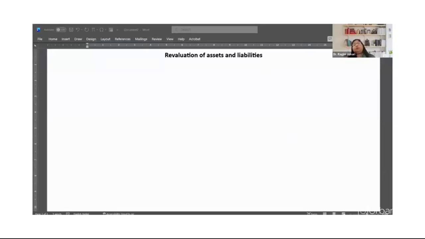Hello students, welcome to today's session on revaluation of assets and reassessment of liabilities. So let us start this session. And before I take you into some question, let me tell you what is actually a revaluation of assets and liabilities and what is its relevance.